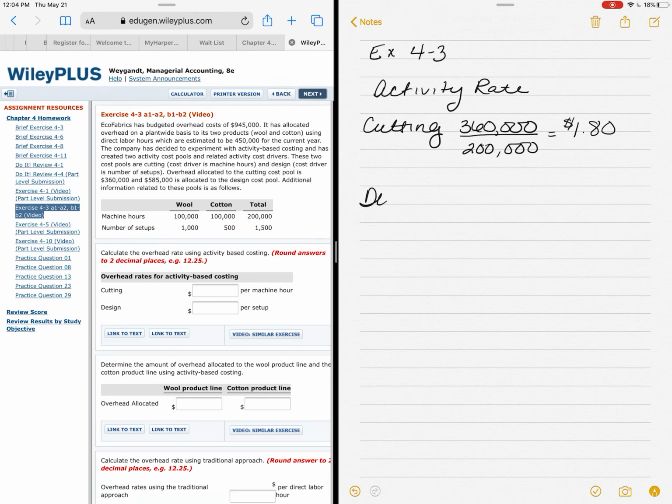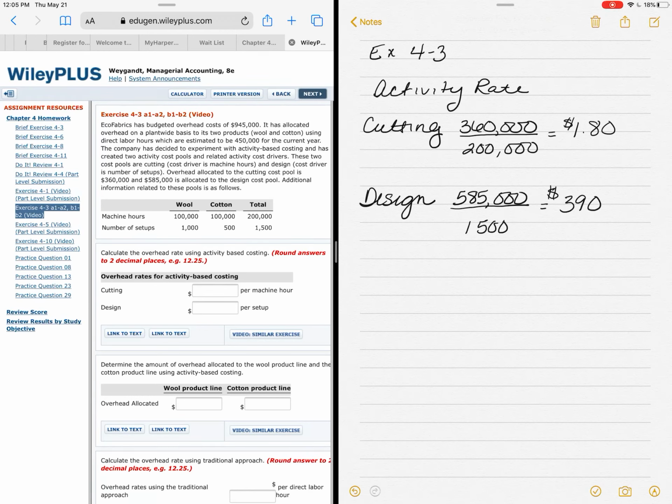Now let's look at design. Design, it tells me again in that last sentence that the amount of overhead allocated is $585,000. I take that divided by the total number of setups, which is 1,500. That will tell me my activity rate is $390 per setup.